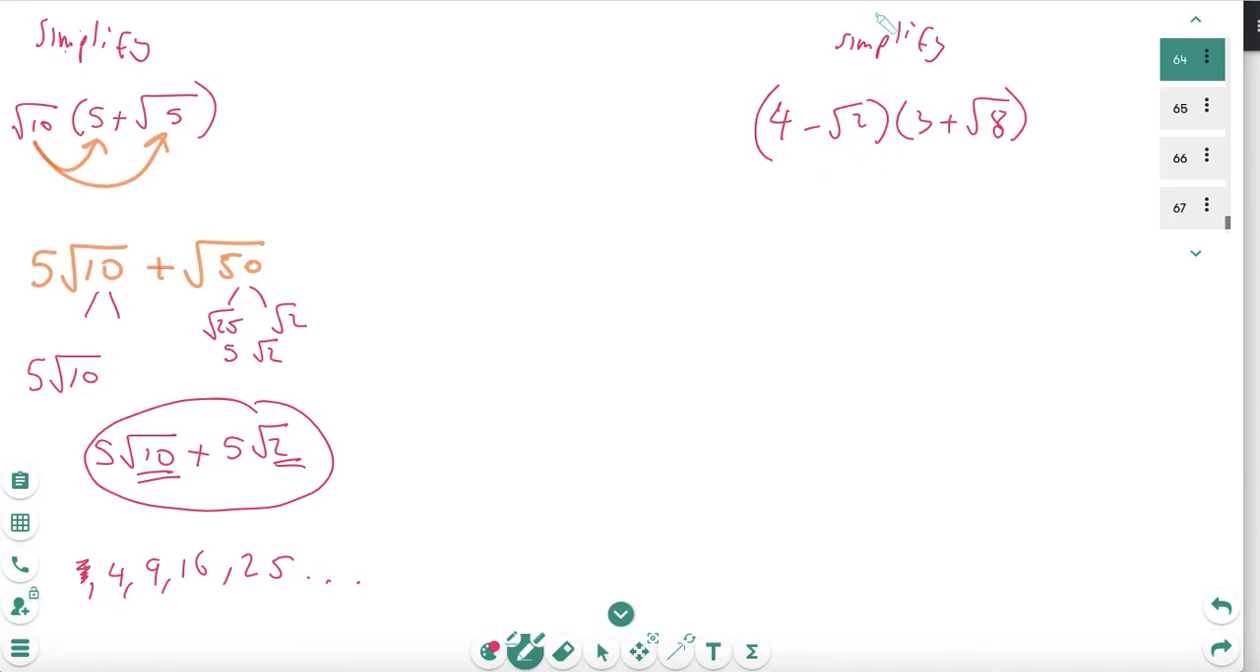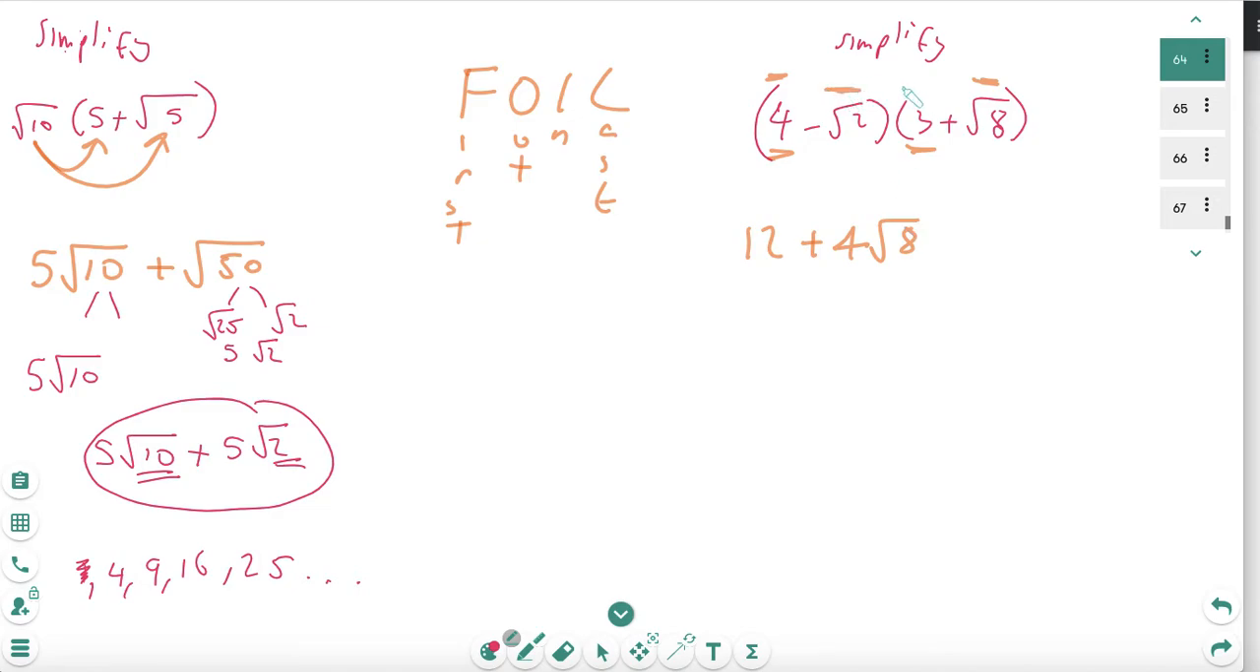Next one. Simplifying double brackets. How do you expand double brackets? You've got to use your FOIL, gangsters. FOIL: First, Outside, Inside, Last. So the first terms, 4 times 3, 12. Outside terms, so 4 and positive root 8, so plus 4 root 8.